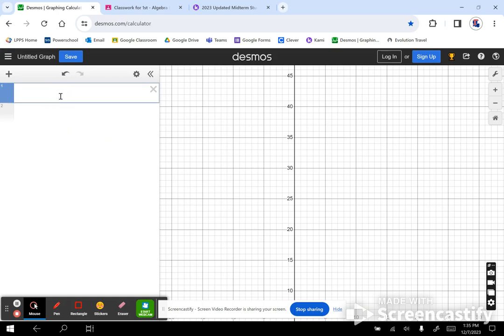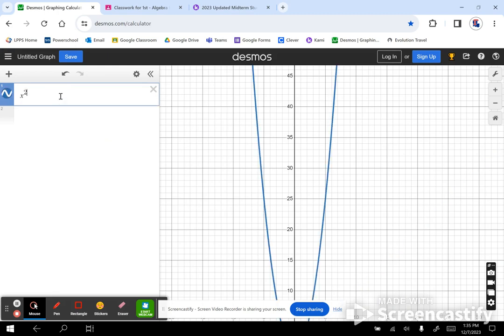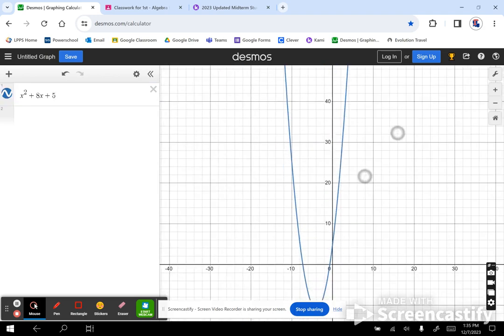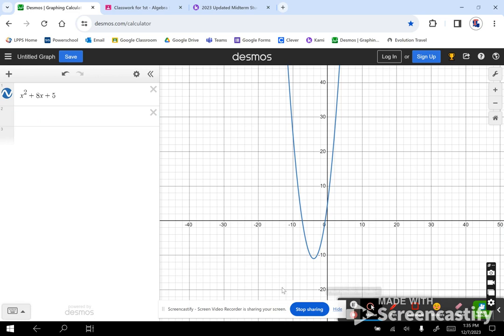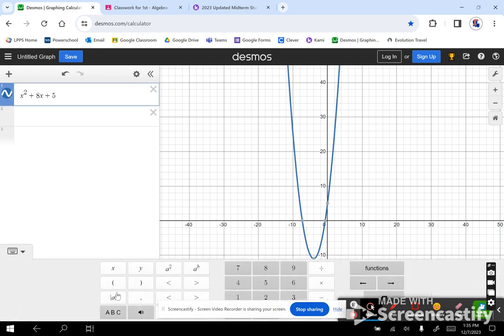You're going to type in the first equation exactly how you see it. X squared plus 8x plus 5. There's that graph. Then you're going to type in g of x. To type in the absolute value, I'm going to have to move this around. Okay. Type in the absolute value. You're going to have to click the keypad, and then this button here is your absolute value.